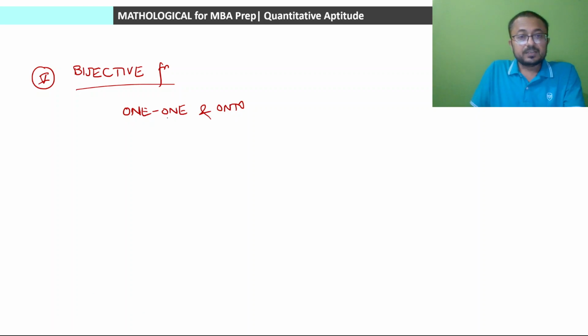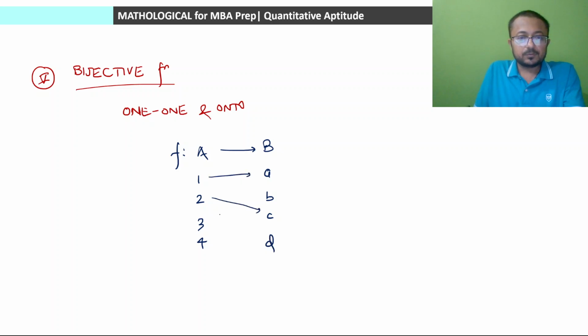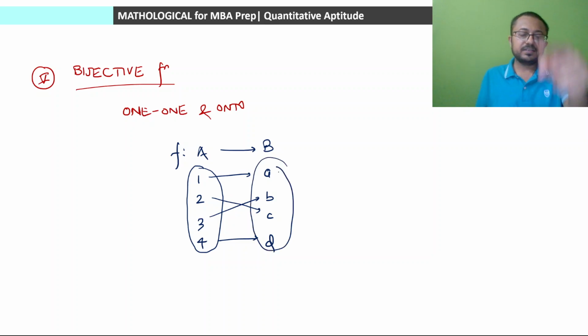So if there is a function f that is defined from A to B, and each element of set A is connected to each distinct element of set B, 1 2 3 4 and a b c d, let us say 1 is connected to A, 2 is connected to C, 3 is connected to B, 4 is connected to D. Now this is a 1 1 function, as well as the onto function says codomain and the range are equal, isn't it?